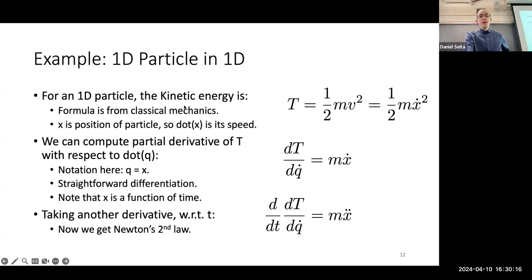So when you have a 1D particle, are you familiar with the formula for kinetic energy? If you have one thing with mass m and velocity v, then the kinetic energy would be 1/2 times m times v squared. You can look at standard references about what that means.